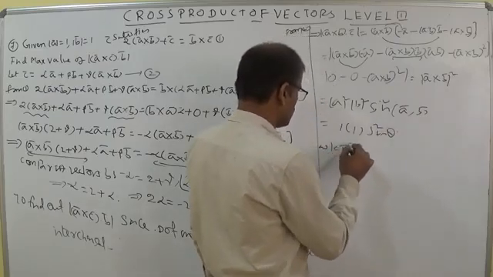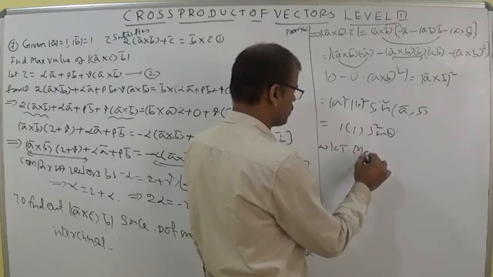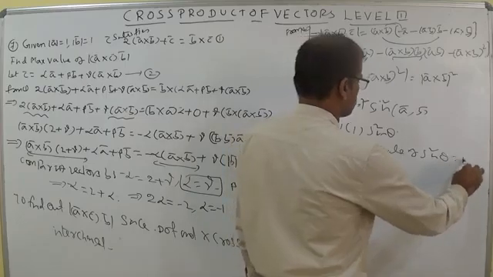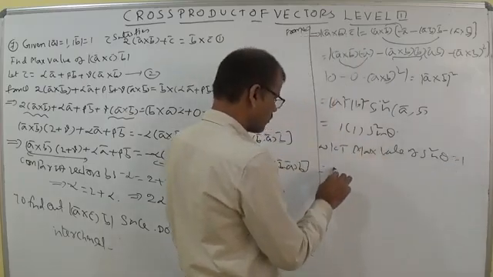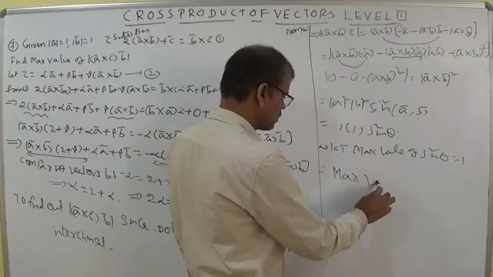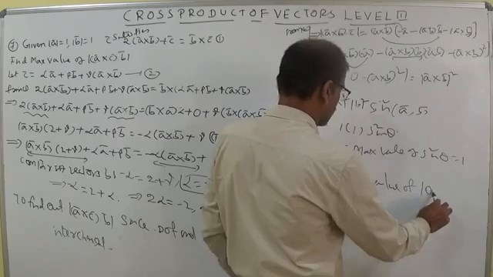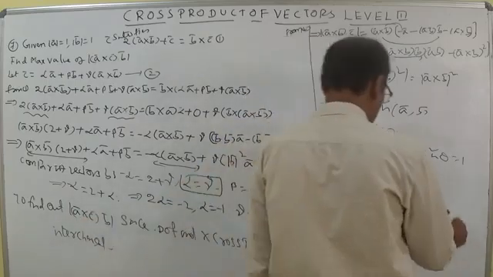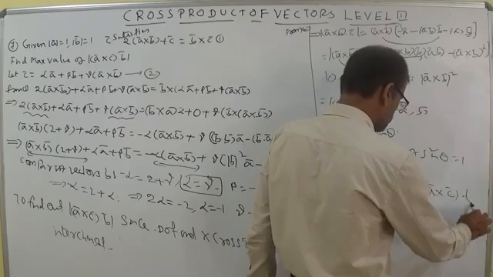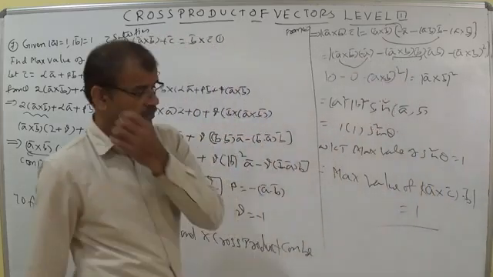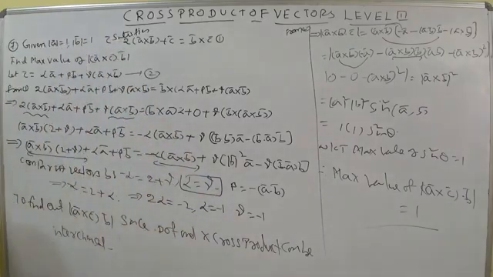We know that maximum value of sine square theta equal to 1. Therefore, whatever the question he asked, maximum value of the question modulus of A cross C dot B is equal to minus 1, plus 1 maximum value. Whenever it is minimum value, it is minus 1. According to modulus, the maximum value is plus 1. 1 is the correct answer.